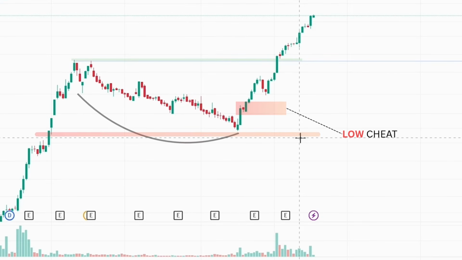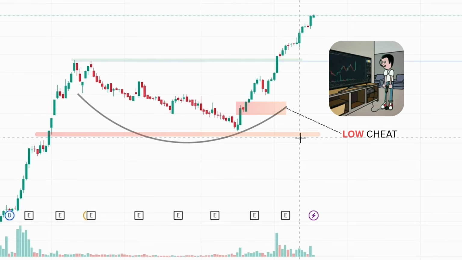Now remember, no one knows the exact bottom. The stock can still dip lower, so you have to be careful. Go in slow and small. This is just where you start to build your position. You're getting in early, but the real breakout is still some distance away.